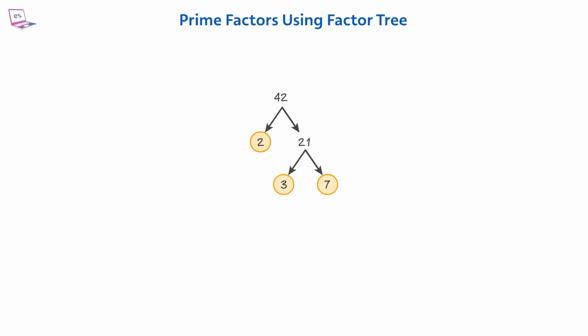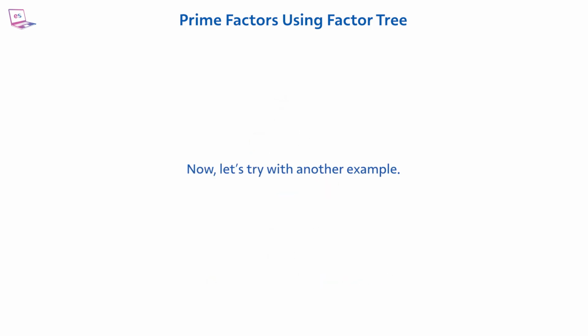Now, write down all the circled numbers and place a multiplication symbol between them. 2 times 3 times 7 equals 42. The final answer is 42 equals 2 times 3 times 7. Hope you have understood the factor tree method. Now, let's try with another example.